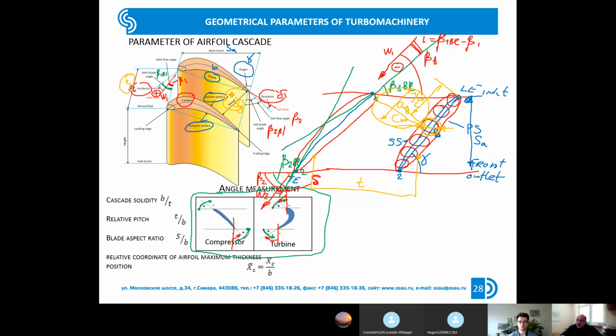What is it? The nearest place is located near the trailing edge. So it's one of the main differences between the compressor and the turbine. The throat position is different: in the turbine near the trailing edge, in the compressor near the leading edge.